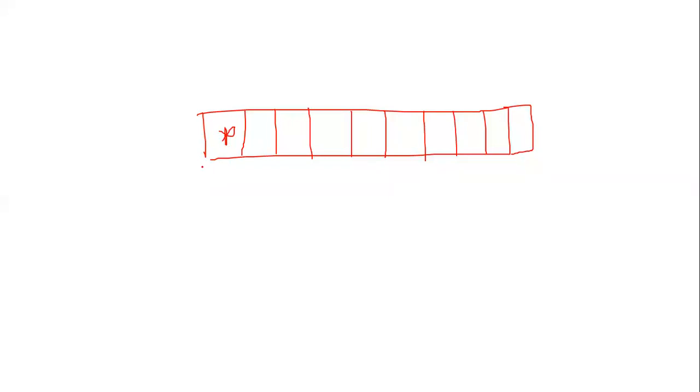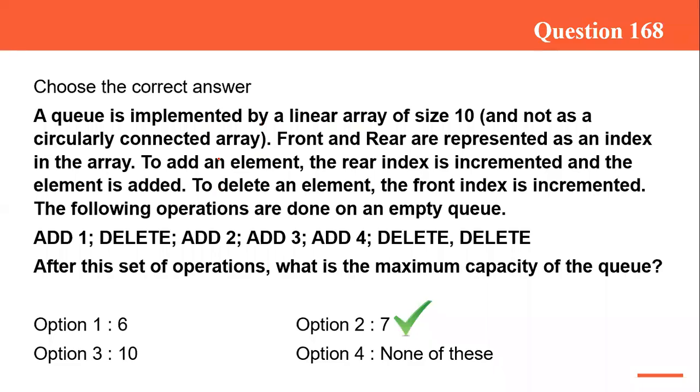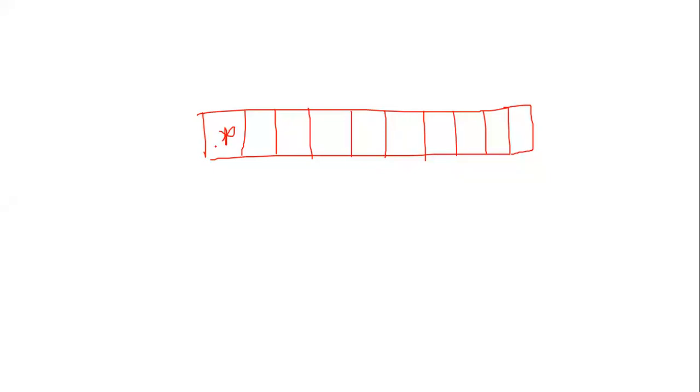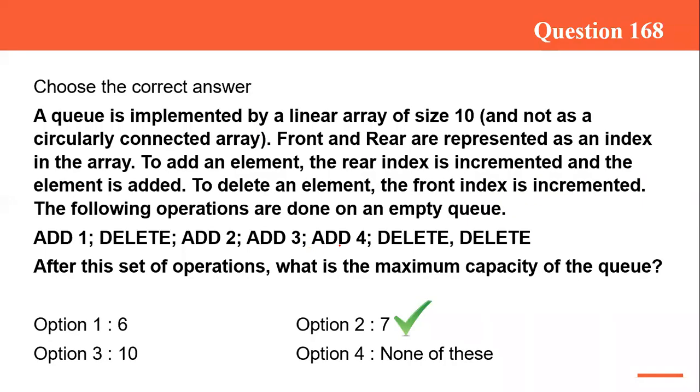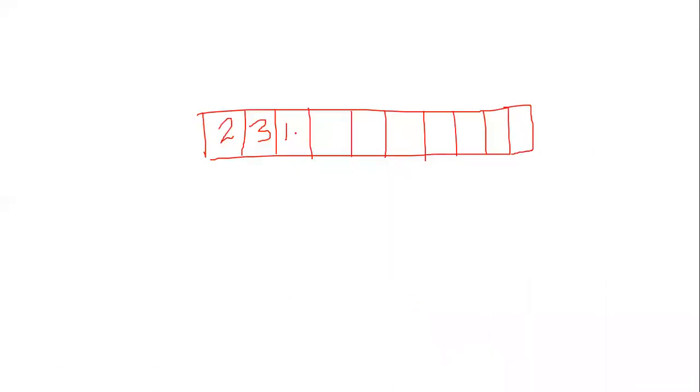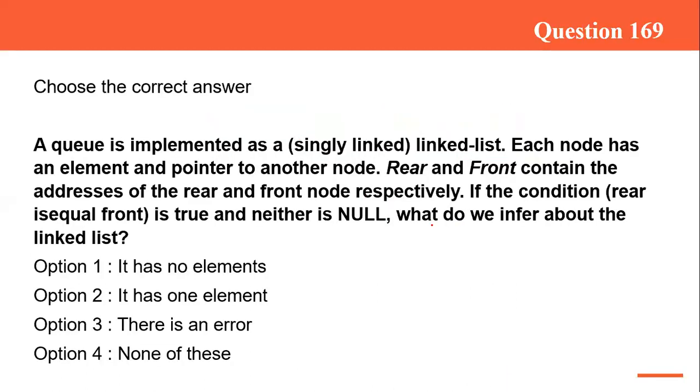So what will you do? You will start from the beginning again, right? You will not continue from there. Now you will add 2. At which position will you add it? Here only. All the elements are deleted, so you will start from there itself. So you add 2. Next one, add 3. So 3 is added. Next one, add 4. 4 is added.